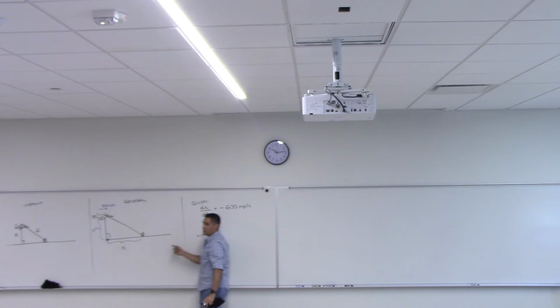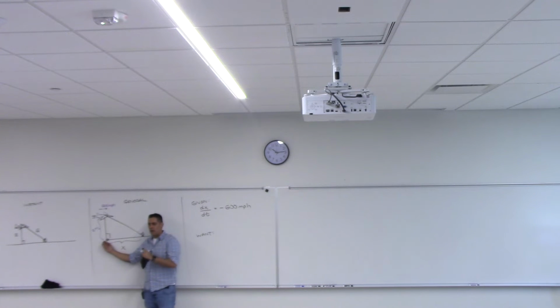Because in my picture, x is this distance from here to here, and as the plane moves from left to right, that x gets smaller. So the rate at which x changes is negative. If the plane was over there going the other direction, then x would be growing, then it would be positive. Got it?